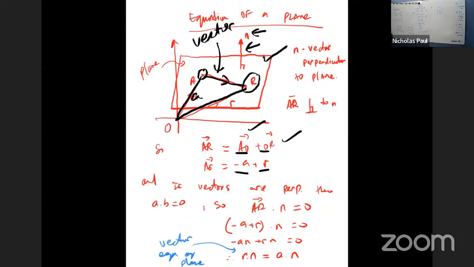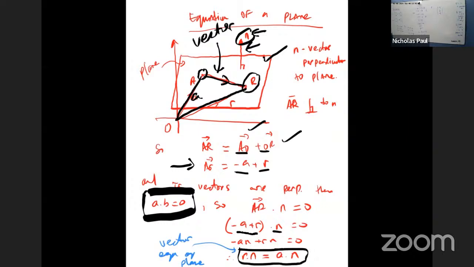Dot product is 0, right? If vectors are perpendicular, then we know that its dot product is 0. That's it. Just multiply (R minus A) by n, make it equal to 0, and you're good to go. R minus A dotted with n, multiply it out, and you get this equation here.